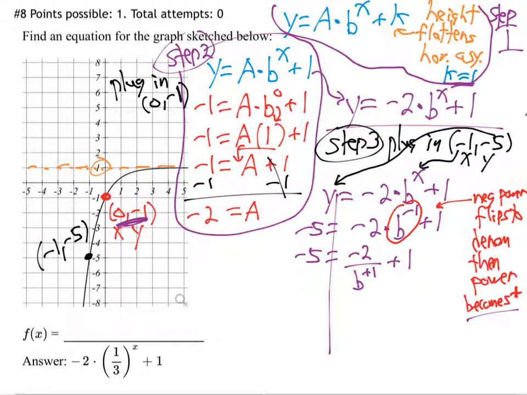All right, let's go on with solving this. We got to subtract 1 from both sides. Gonzo. So we get minus 6 is minus 2 over b to the 1. B to the 1 is just b. I'm just going to write b.